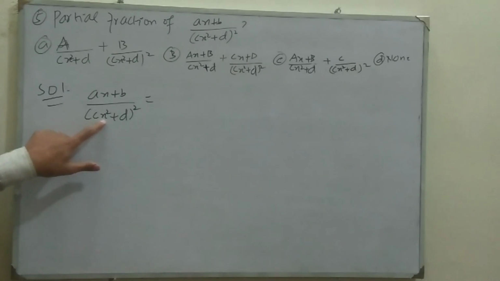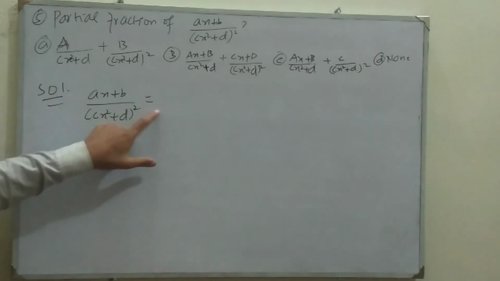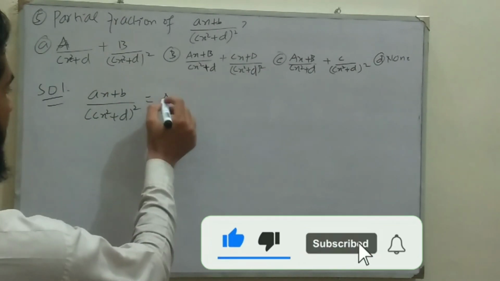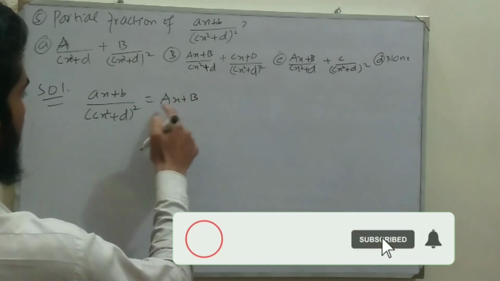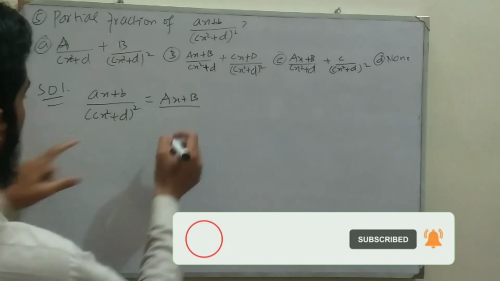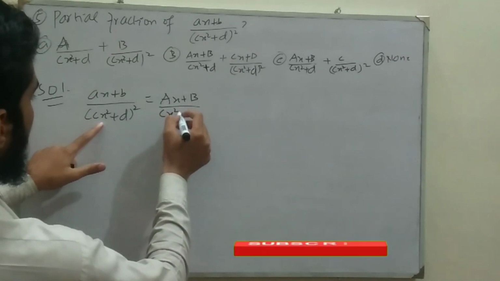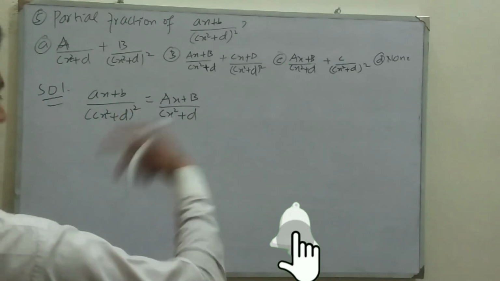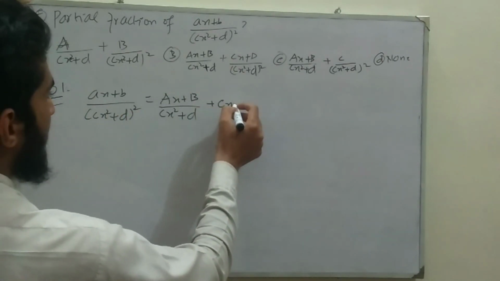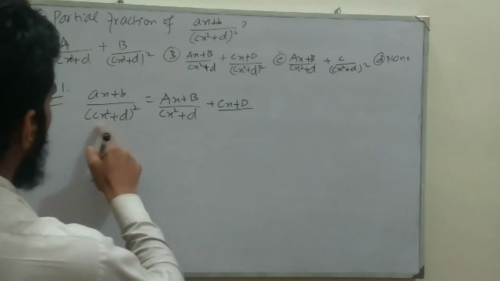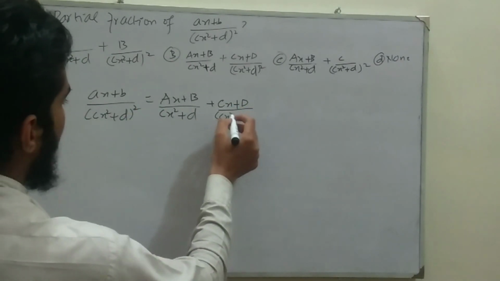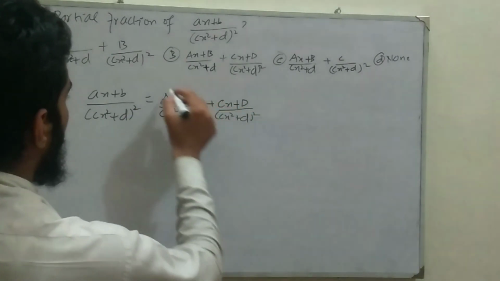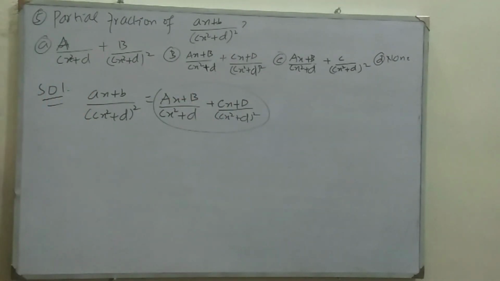Here the variable is x and its highest power is 2. It means that here we will take two constants in the numerator: the first constant is A, the second constant is B, divided by cx squared plus d. And because there is also a square, we take another two constants, Cx plus D, divided by (cx squared plus d) whole squared. So this is the partial fraction form. So the correct option in this case is option number B.